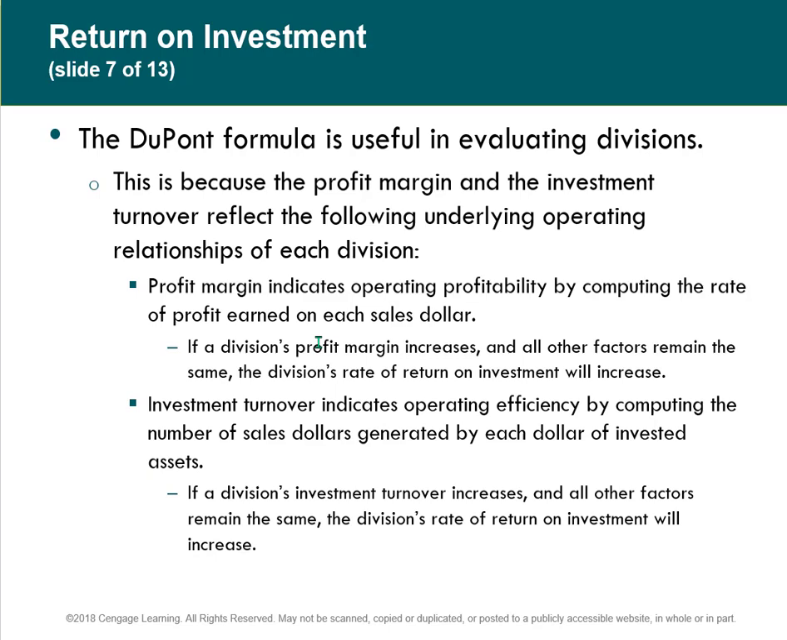This formula is useful in evaluating decisions because the profit margin and investment turnover reflect these relationships. First of all, profit margin indicates operating profitability by computing the rate of profit for each sales dollar. As the profit margin increases, all other factors remaining the same, the division's rate of return on investment will increase. Investment turnover indicates the operating efficiency by computing the number of sales dollars for each dollar of invested assets. You can read about this in your textbook and follow it there.